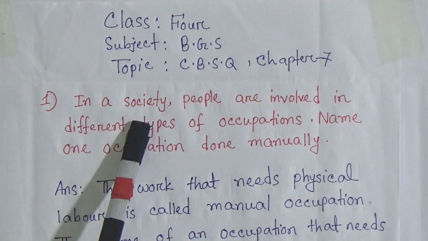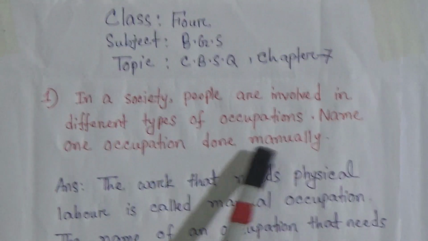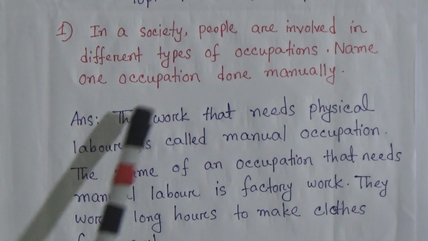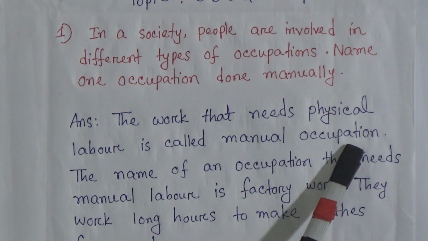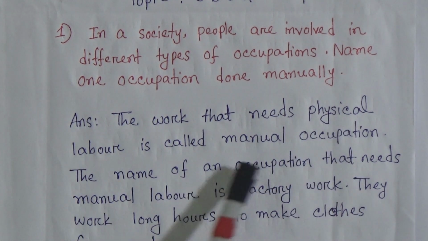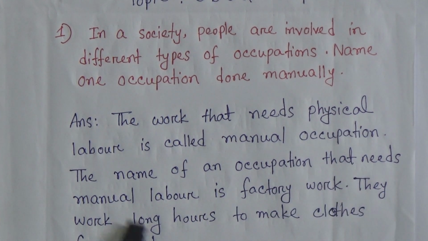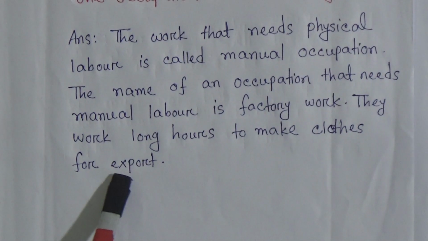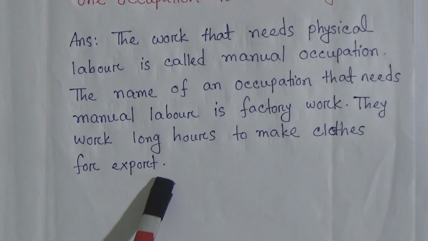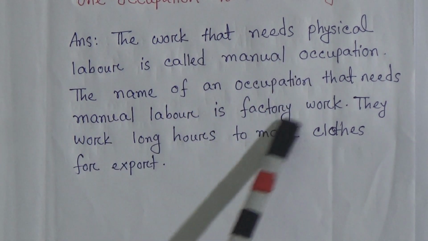Question number 1. In a society, people are involved in different types of occupations. Name one occupation done manually. Answer. The work that needs physical labor is called manual occupation. The name of an occupation that needs manual labor is factory work. They work long hours to make clothes for export. Here manual means physical and export means sell something to another country. And it is very important, manual work, factory work.